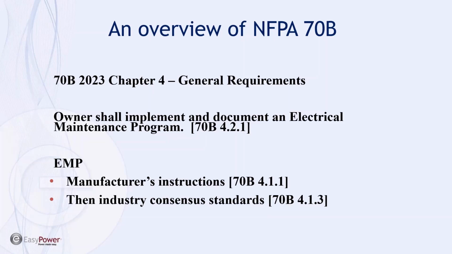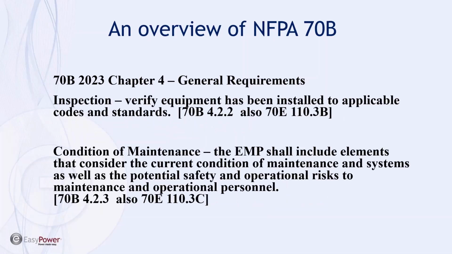Moving on to chapter 4, which is the core of the general requirements, the owner shall have the requirement to implement and document an electrical maintenance program. Chapter 4, article 2.1 references that. It then references that the maintenance program can include manufacturer's instructions or industry consensus standards, which is where it's going to get most of its content and development.